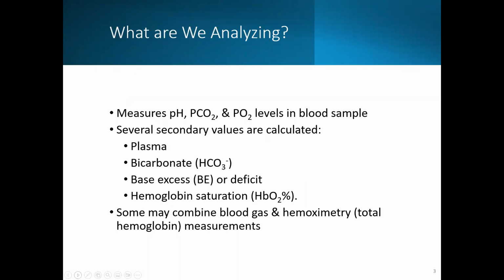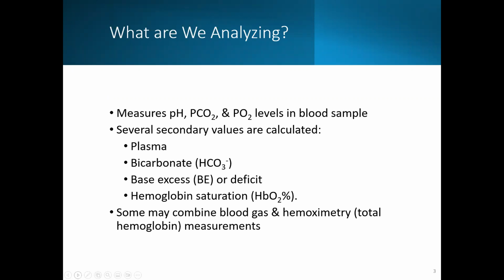What are we analyzing? pH, PCO2, PO2 levels in the blood sample. And like I had said in some of my other lectures, particularly relating to interpreting ECGs, interpreting sometimes lab values, you do it in a stepwise fashion, looking at the pH. Is it normal? Is the patient acidotic, alkalotic, etc. So we interpret blood gases, the methodology, broadly speaking, in a stepwise fashion.